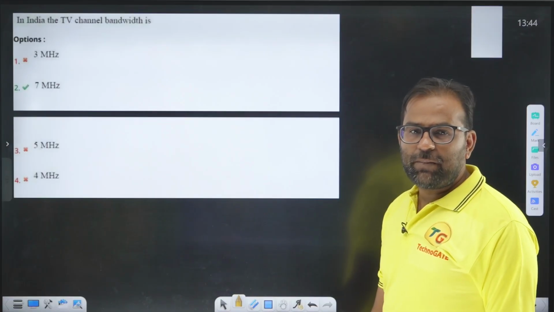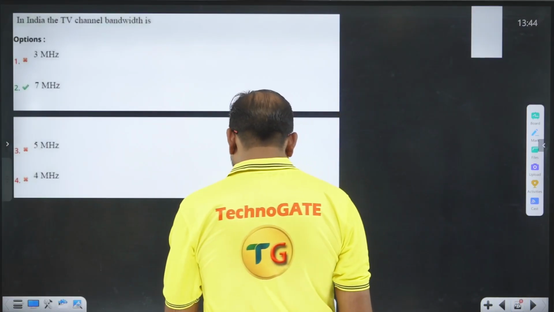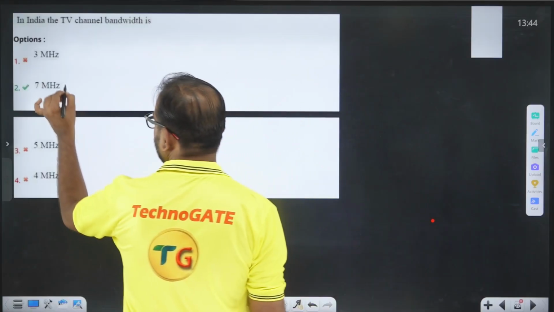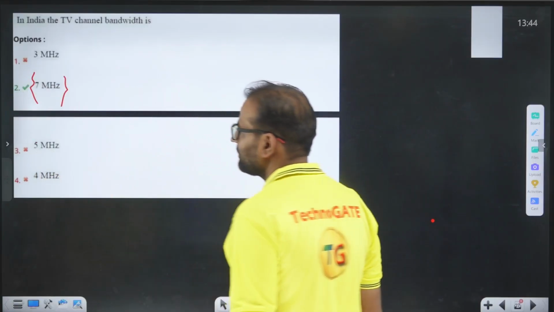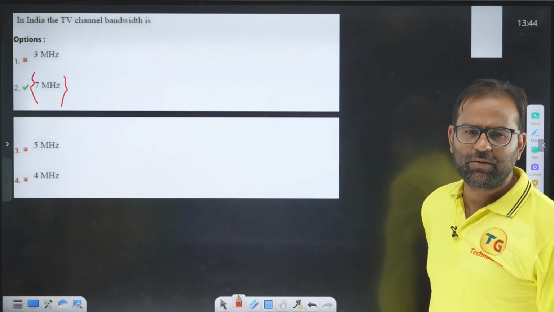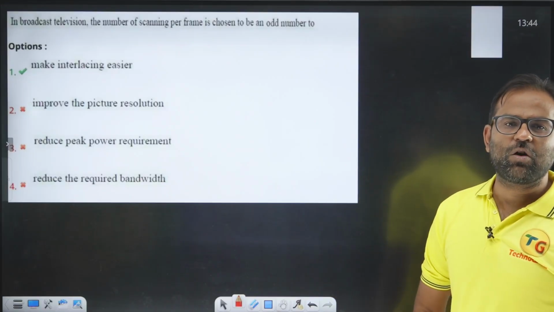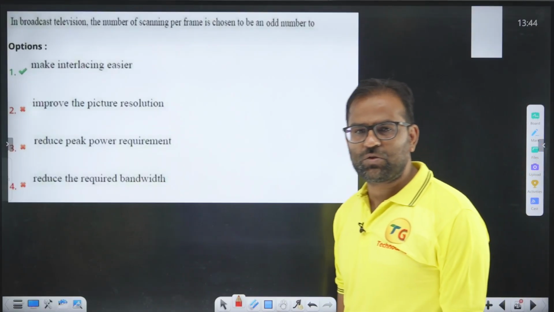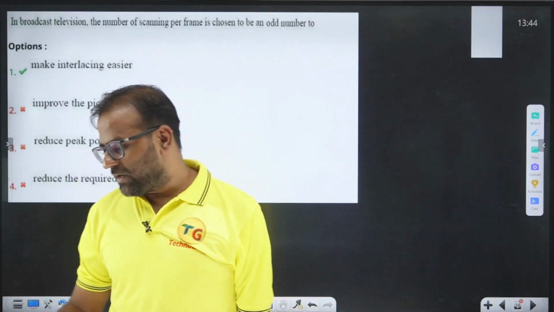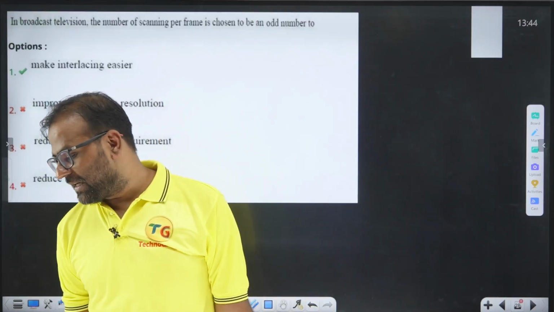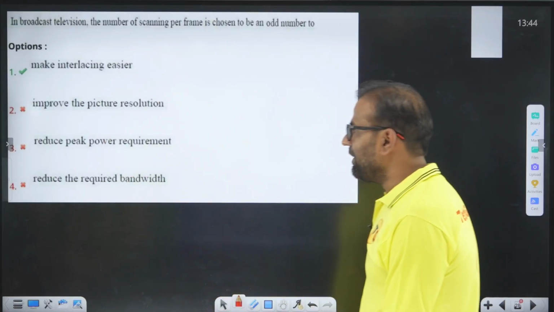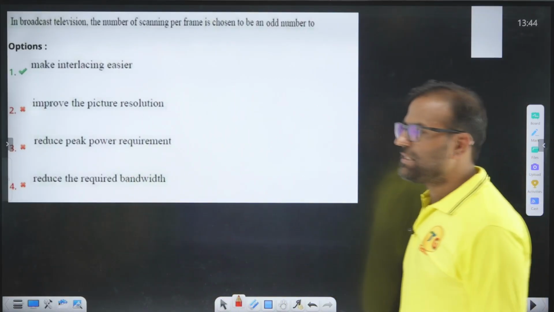The TV channel bandwidth, always remember the TV channel bandwidth, it's a theoretical question. The bandwidth is 7 megahertz, 6.99 something, so 7 megahertz is correct. Next is broadcast television, the number of scanning lines per frame is chosen to be an odd number. We have seen this in our television syllabus, that we want to make interlacing easier.